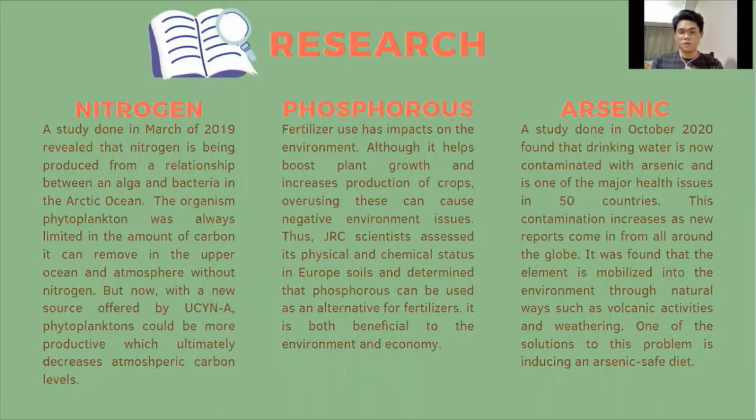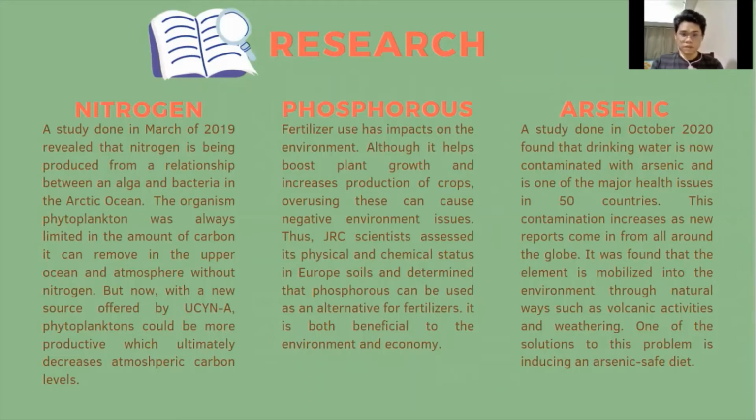Finally, here are a few recent researches on each of the elements. For nitrogen, a study done in March of 2019 revealed that nitrogen is being produced from a relationship between an alga and bacteria in the Arctic Ocean. The organism phytoplankton was always limited in the amount of carbon it can remove in the upper ocean and atmosphere without nitrogen. But now, with a new source offered by the UCYN-A, phytoplanktons could be more productive, which ultimately decreases the atmospheric carbon levels.